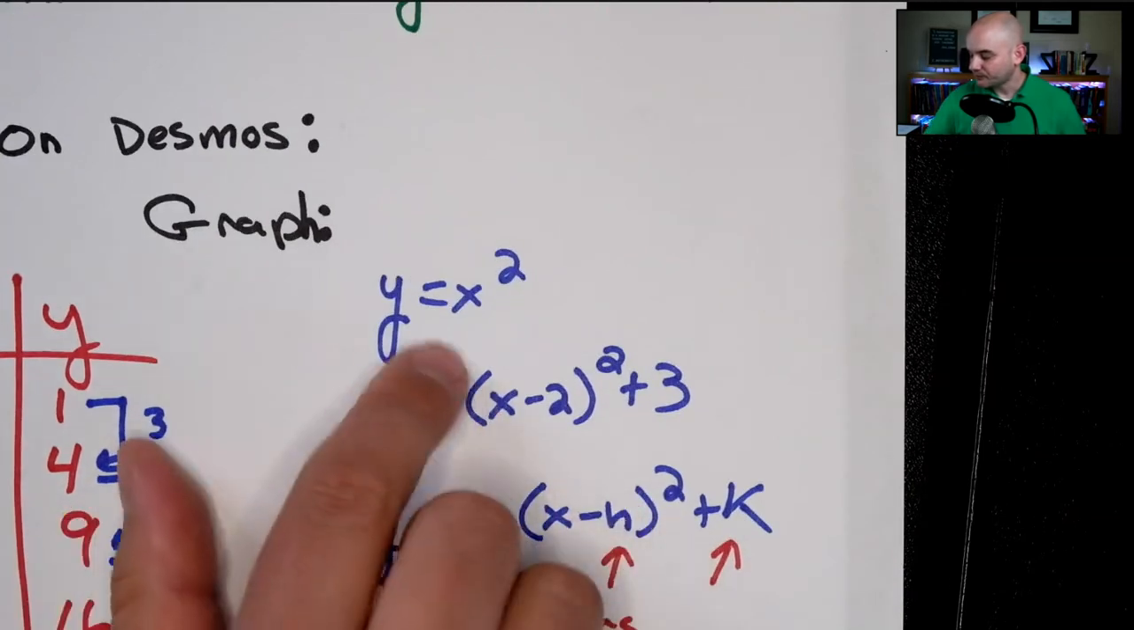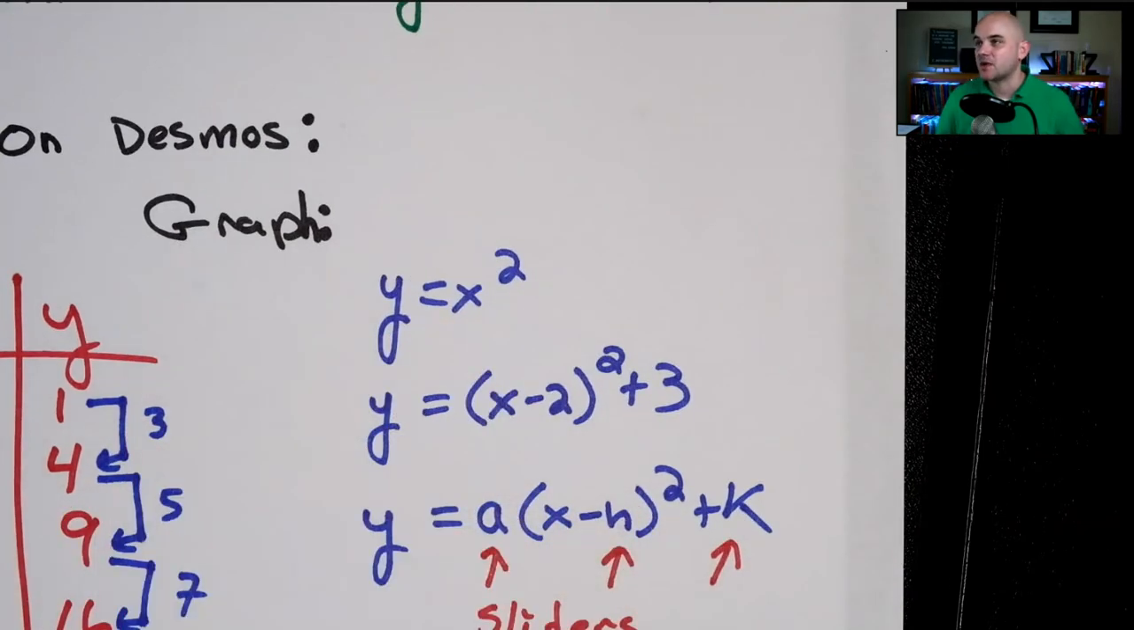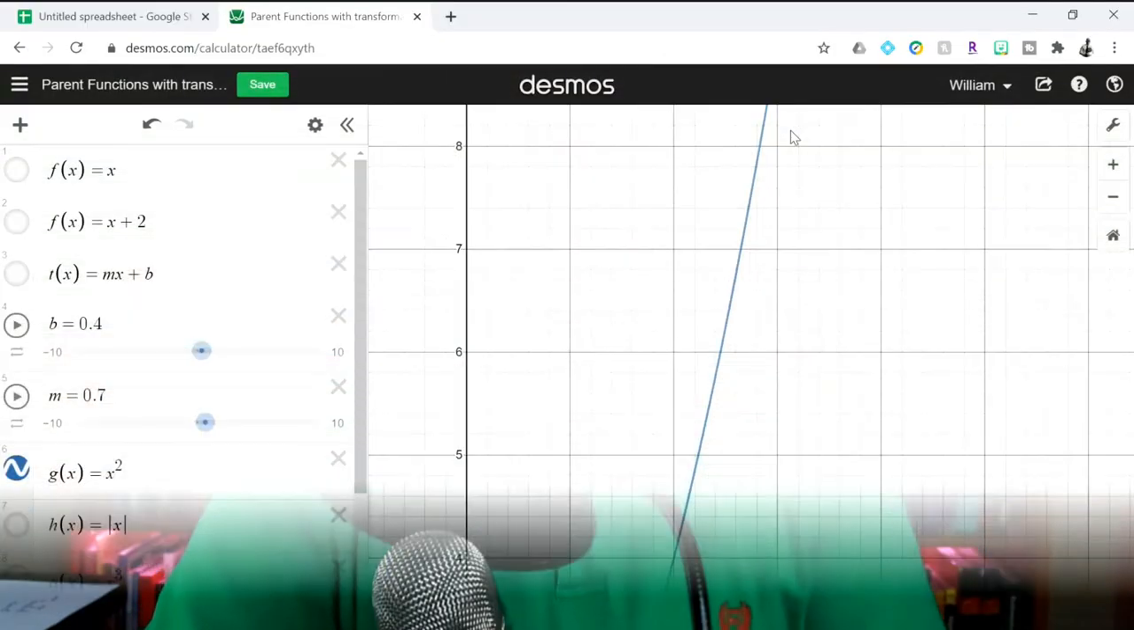So here's my y equals x squared. That's my basic function that we just graphed in Desmos. I now want you to graph this: y equals (x minus 2) squared plus 3. We're going to do this step by step in Desmos. Let me show you Desmos here.